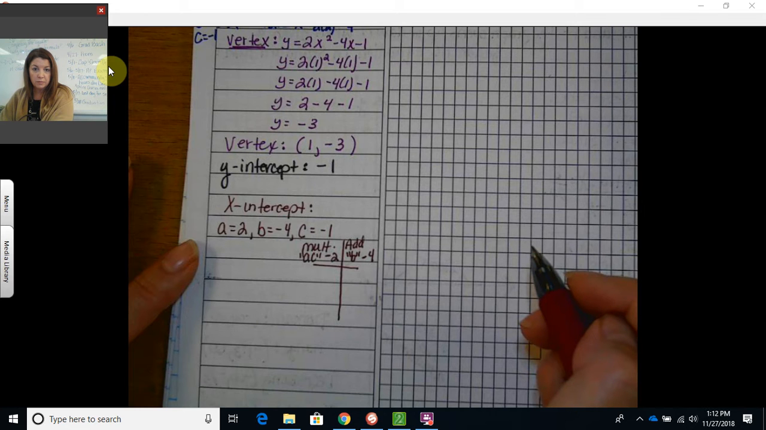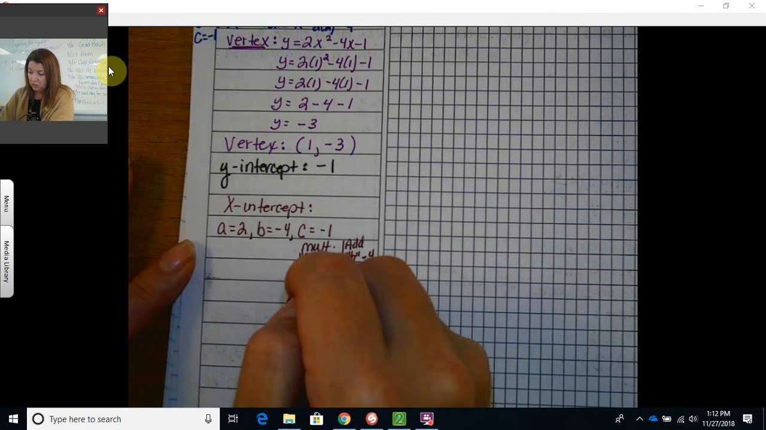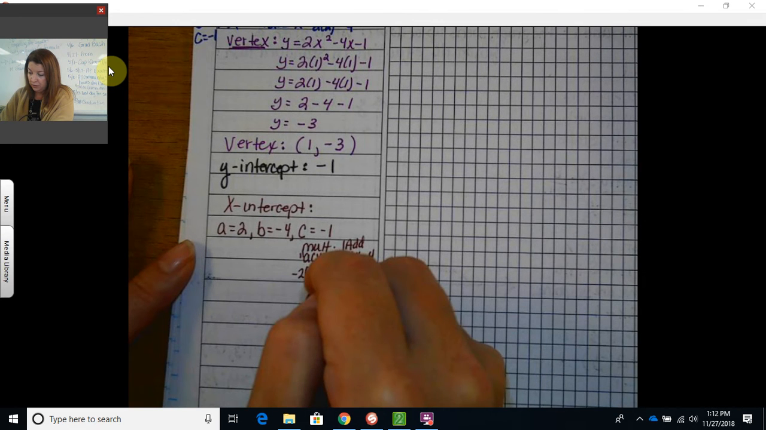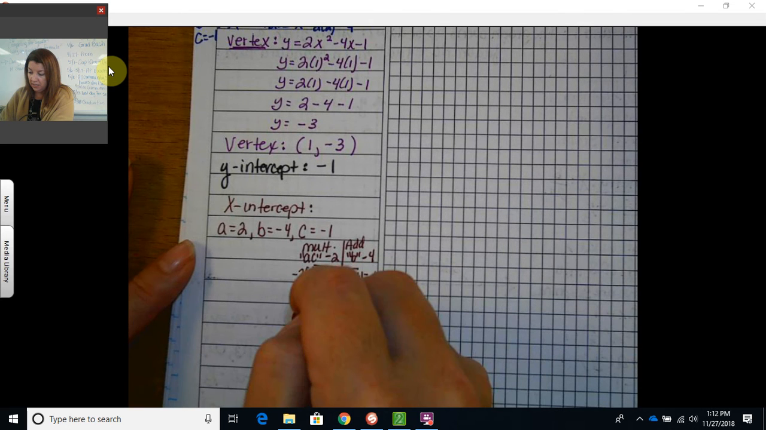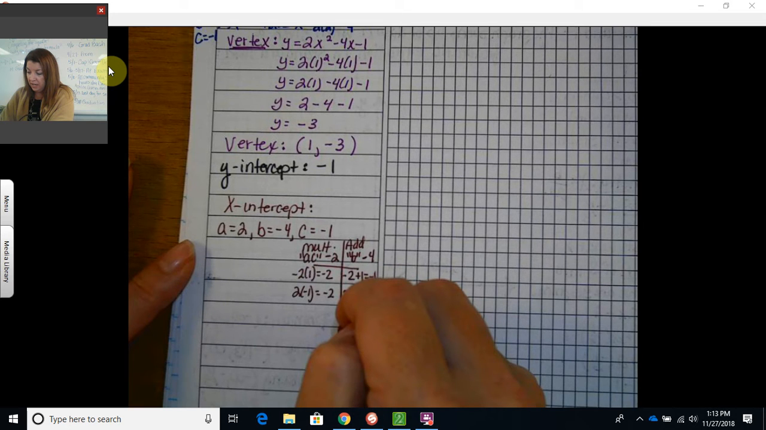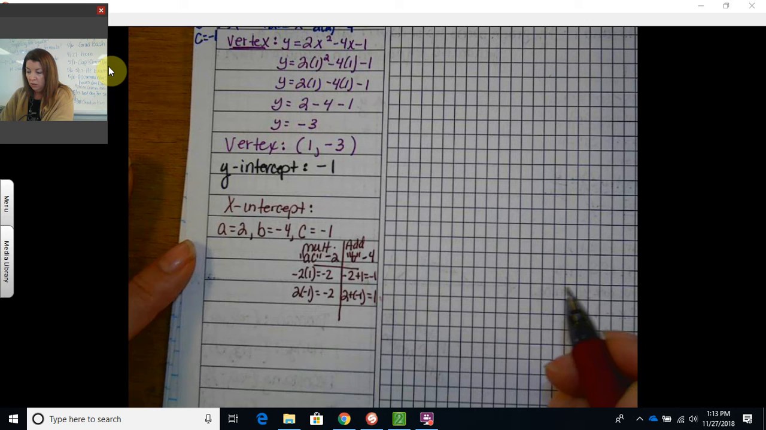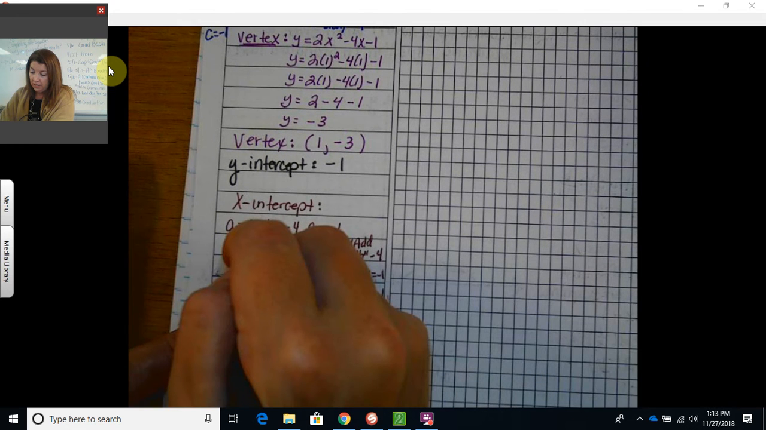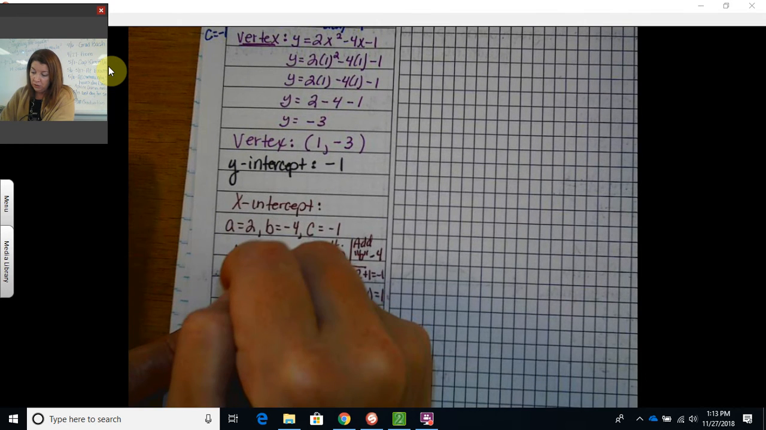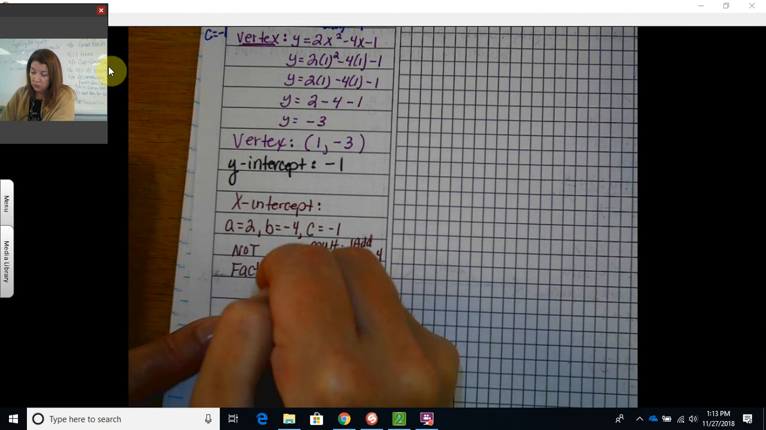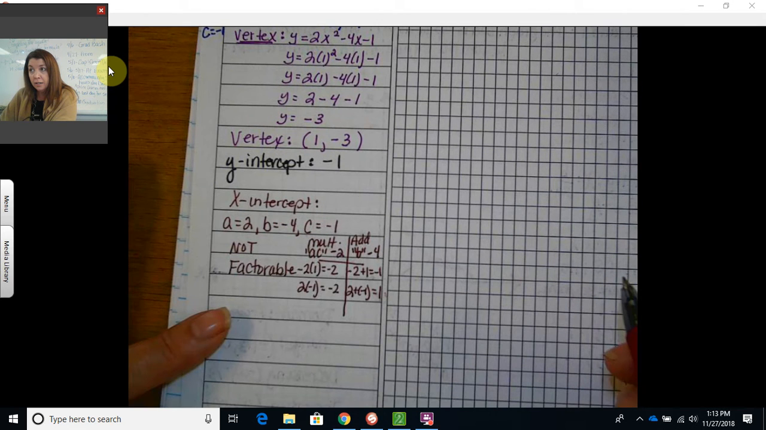What do you think? Let's see, I know negative 2 times positive 1 is negative 2, but negative 2 plus 1 is negative 1. What if I do positive 2 times negative 1? I get negative 2. But 2 plus negative 1 is positive 1. Well, does negative 2 have any other factors? No. So is this factorable? No. That doesn't mean that it doesn't have a real solution. It just means we can't find it by factoring. So we don't stop there.